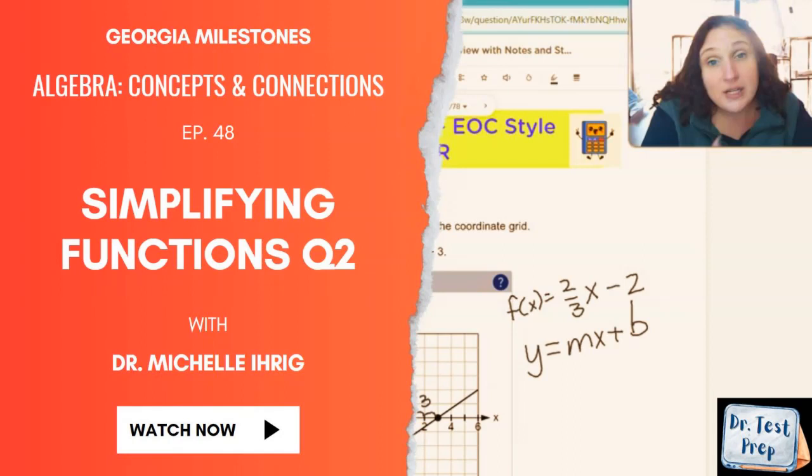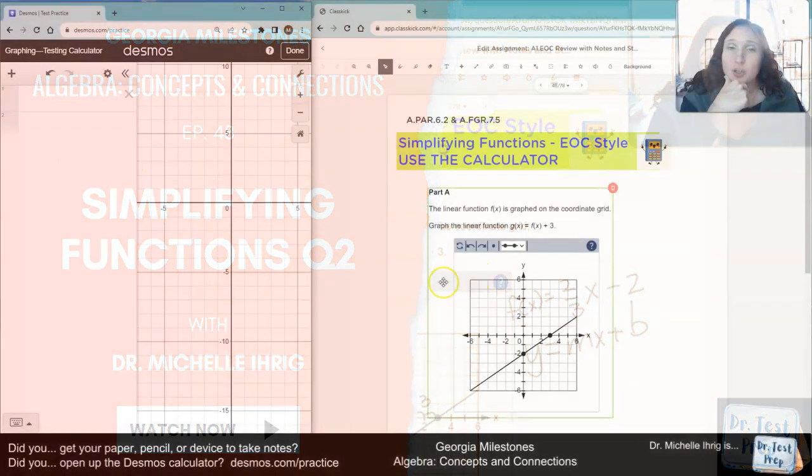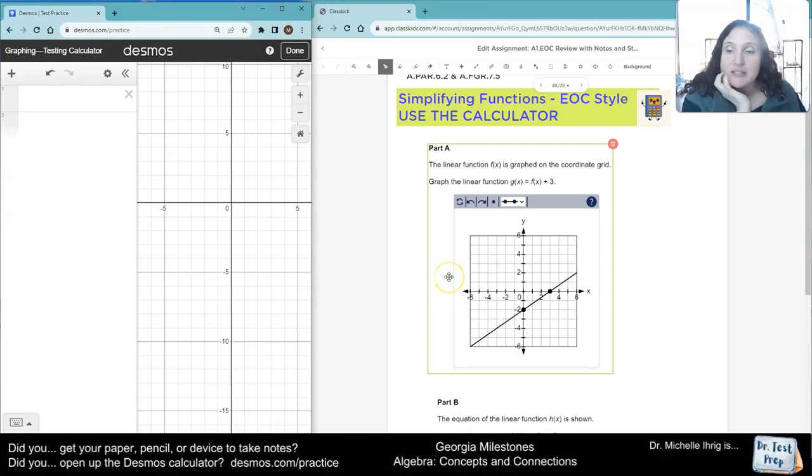All right, guys, let's take a look at another function-related question that deals with function transformations. It says the linear function is graphed on the coordinate grid. Graph the linear function f of x plus 3. So there's a couple ways to do it.